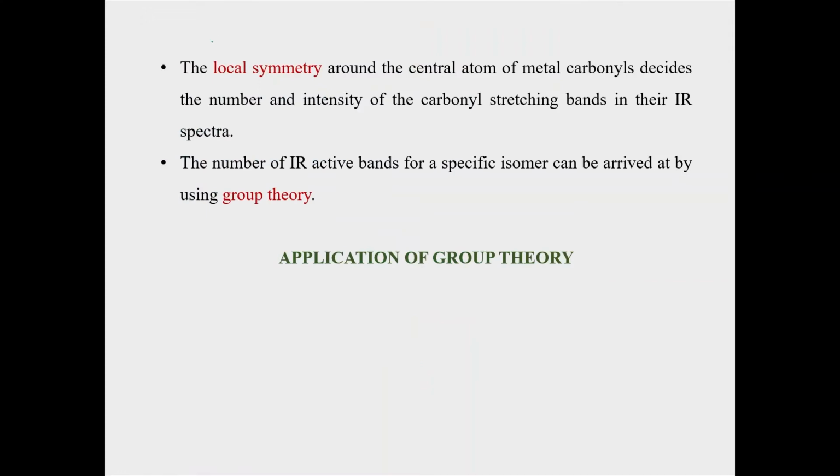Now, to know how many IR active bands there are in this molecule, we should know about the local symmetry of this molecule. The local symmetry around the central atom of metal carbonyls decides the number and intensity of the carbonyl stretching bands in their IR spectra. And the number of IR active bands for a specific isomer can be arrived at by using group theory. So finding the number of carbonyl stretching bands in metal carbonyls is one of the applications of group theory.